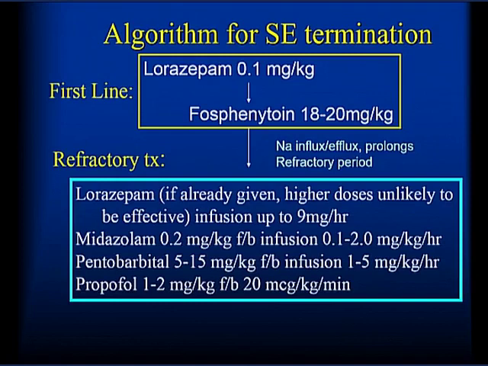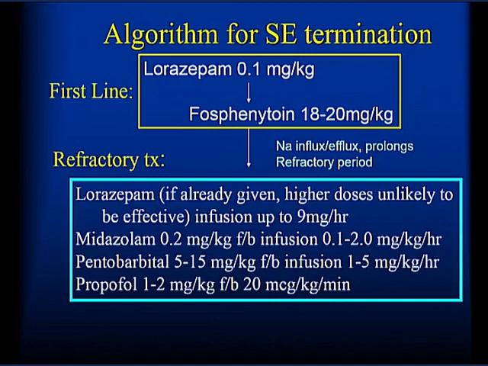On each of these slides, and I'm not going to go over this, I just put in the mechanism of how this works in case you're interested. Hopefully they're not going to ask you that on board questions, but it's there if you're interested. For refractory treatment, with lorazepam, if already given, you might consider it, but the infusion is a problem because of the propylene glycol. So usually we don't use lorazepam, but we'll go to midazolam or pentobarbital.